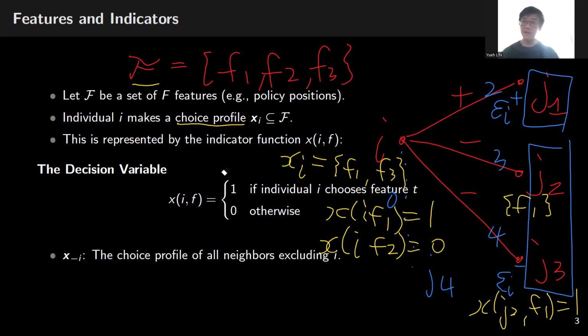Lastly, following the same convention of the game theoretical framework, we note X minus I as the choices of all the other players than I. So all the players excluding I. In our application, it is sufficient to consider just the neighbors of I, but it wouldn't make a big difference.